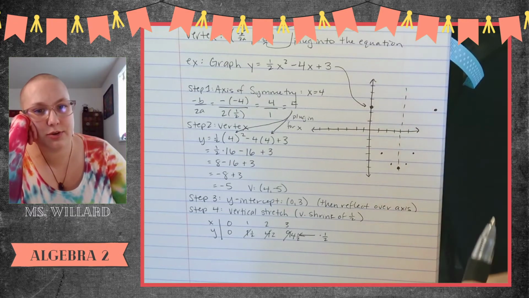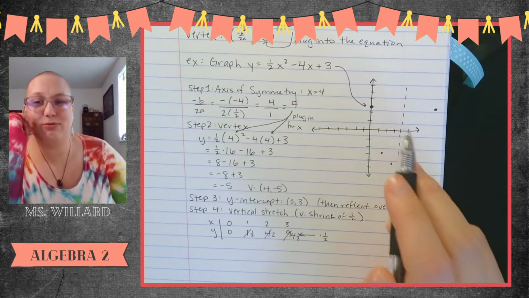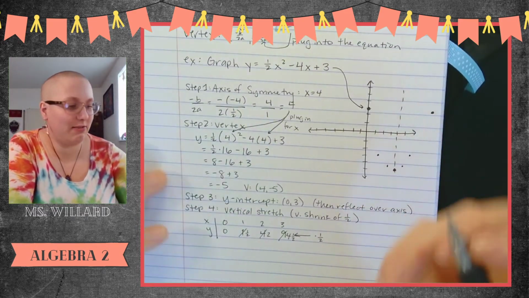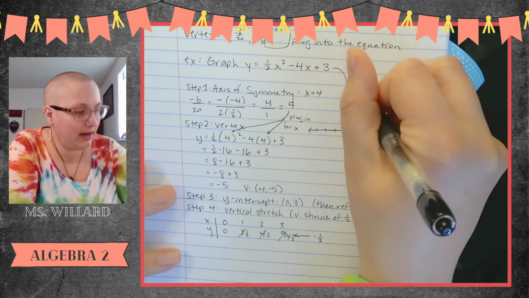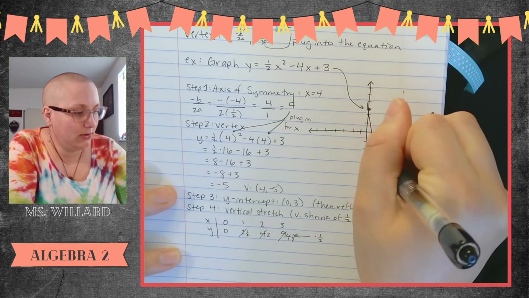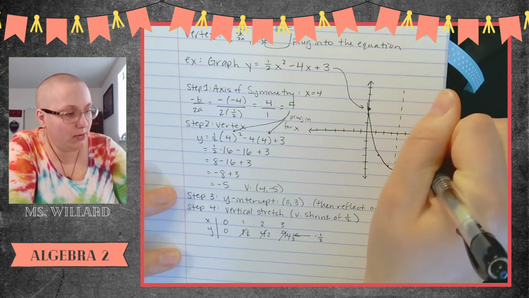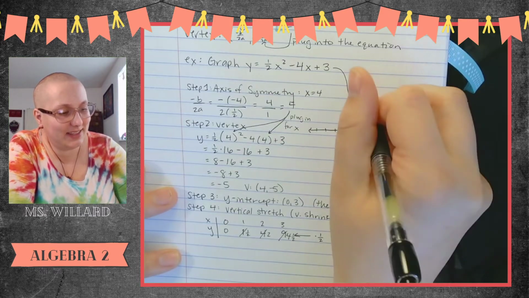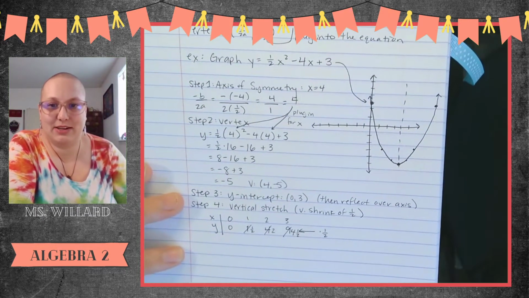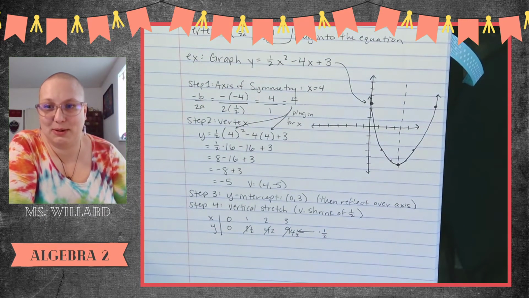And I can also go over 3 up 4.5, but I really only need 5 points to feel like I actually have the curve right. And so we're going to go whoop, whoop, and there we go. So that's how I graph things from standard form.